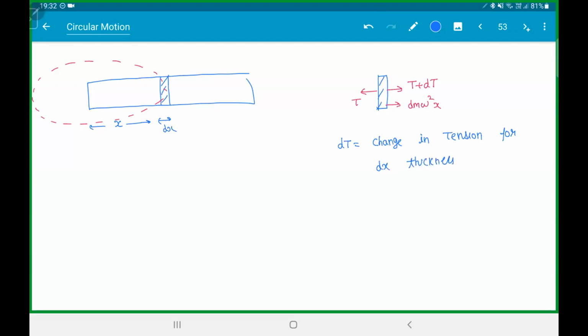That is one. Second thing, people think, sir, if tension is decreasing, why are you taking plus dT? Now, mathematically, when we solve, the sign will take care of it. You should not worry about it. Mathematically, we always assume functions are increasing.